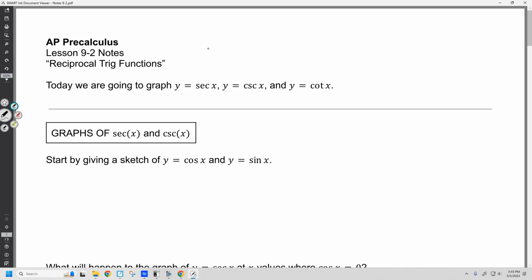What's secant? Anyways, what's secant x? We're going to look at the graph of secant, cosecant, cotangent. What's secant? Yeah, so we know it's not an inverse, it's a reciprocal.